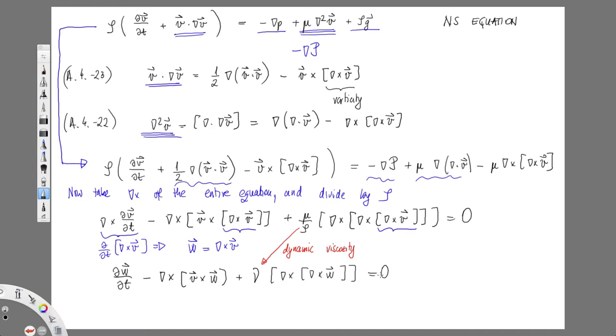We will do one more application, and we will basically apply A422 again. So basically A422 has this term, okay? So I can apply A422 to W instead of V. What is the benefit of that? The benefit of that is that, according to that equation, this term minus this term.